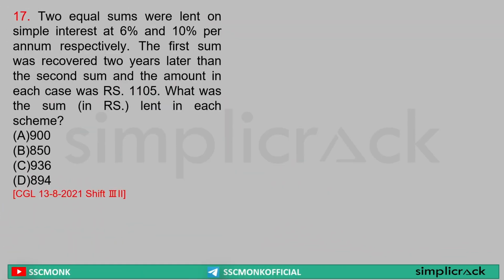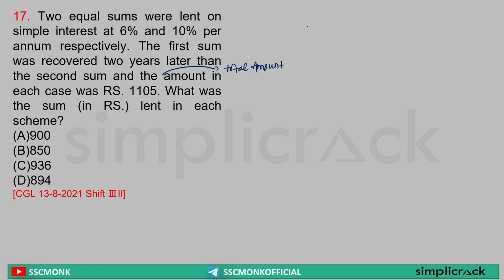Next. Now this is a very interesting question. It is saying two equal sums lent on simple interest at 6% and 10% per annum respectively. First sum was recovered 2 years later than the second sum. The amount in each case, the amount means what? The total amount. That is where the whole crux lies. Okay, in each case is 11,5.